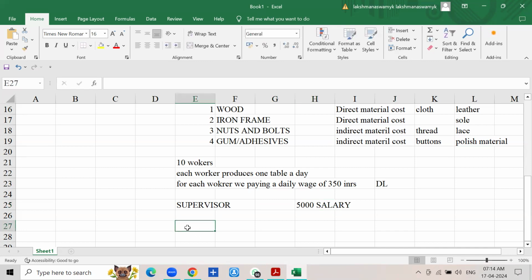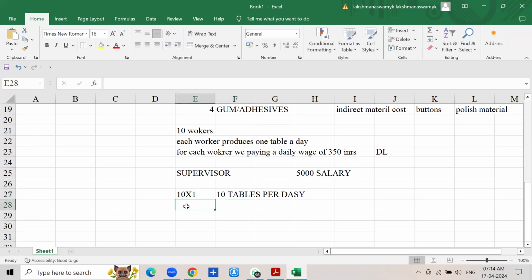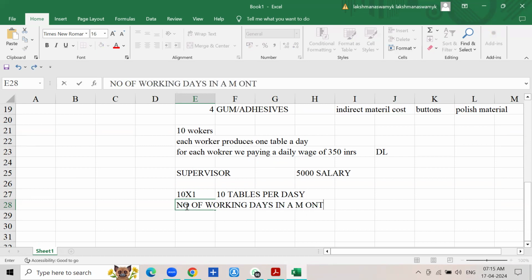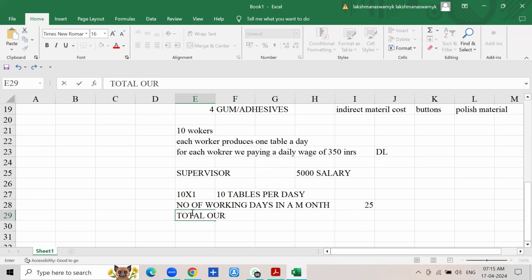Now, here we have 10 workers. Each worker is producing one table a day. So 10 tables per day is the output, right? Number of working days in a month, 25, right? So total output, 25 into 10, 250 tables.